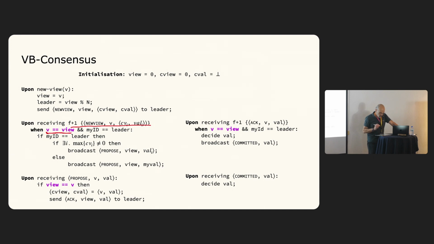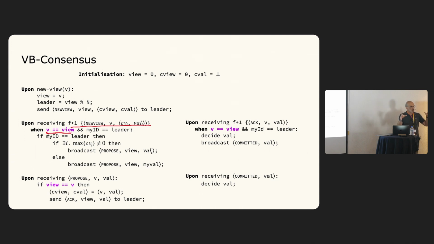So when the synchronizer switches me to the next view, I need to start ignoring everything that someone tells me from the previous views, right? This is very similar to Paxos. So when I get a higher ballot from a leader, then I stop participating in any previous ballots, right? And this is needed for the safety proof to go through, right?